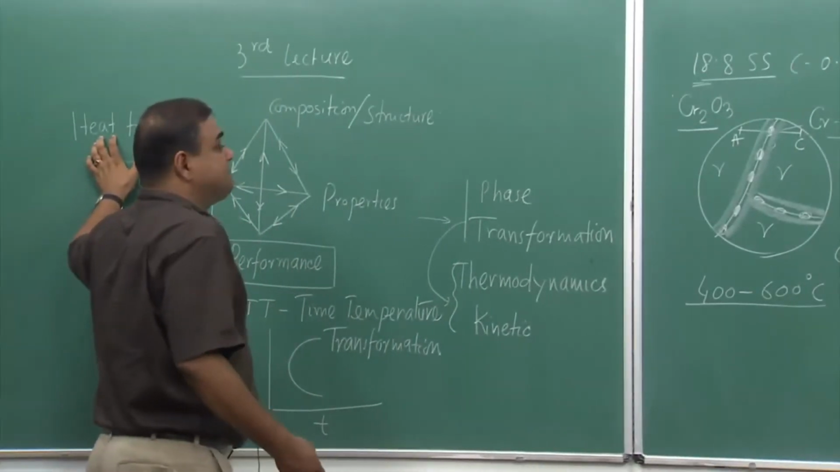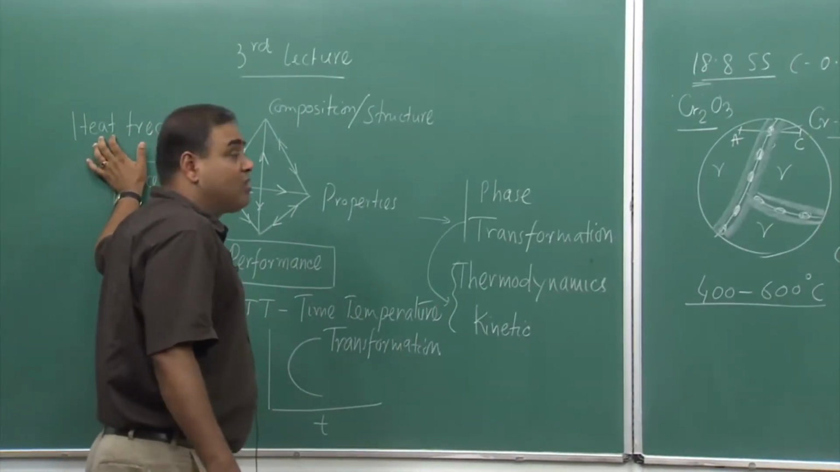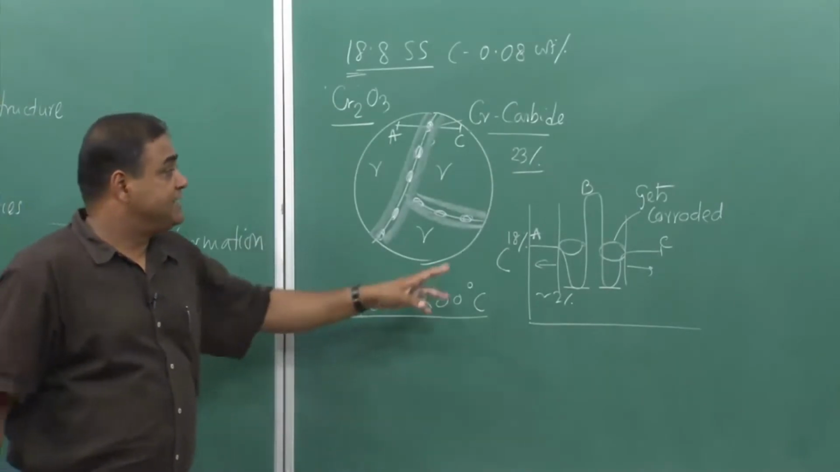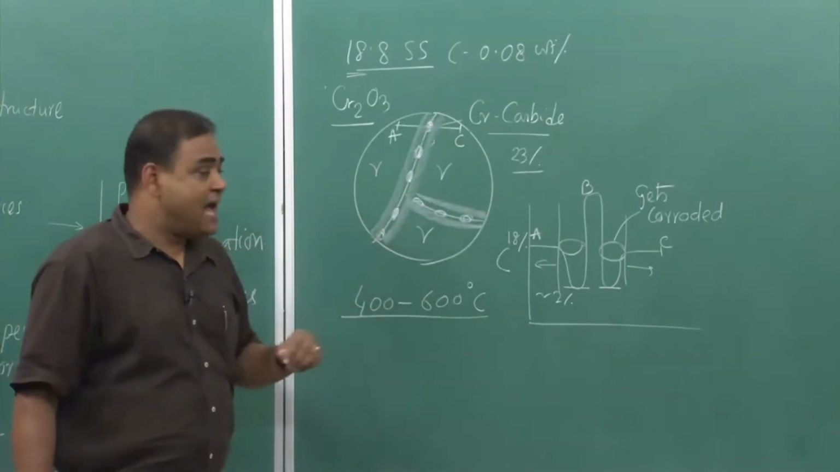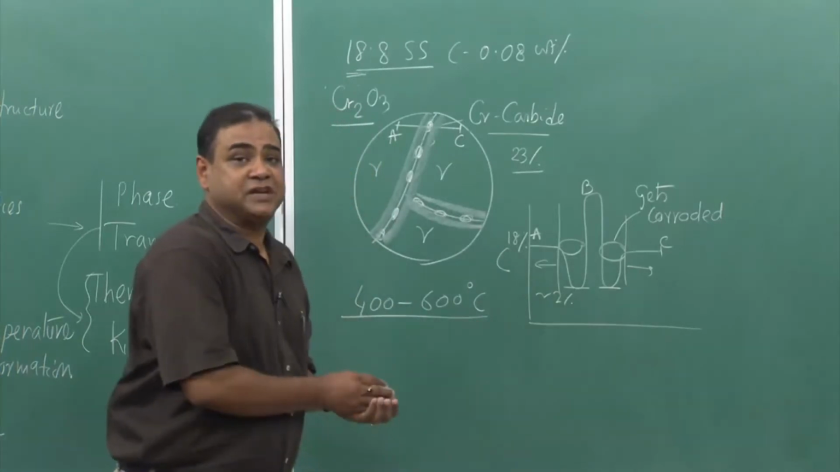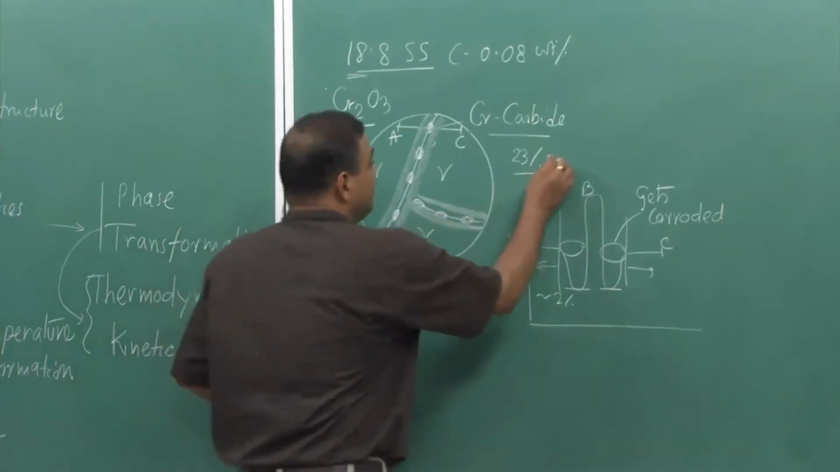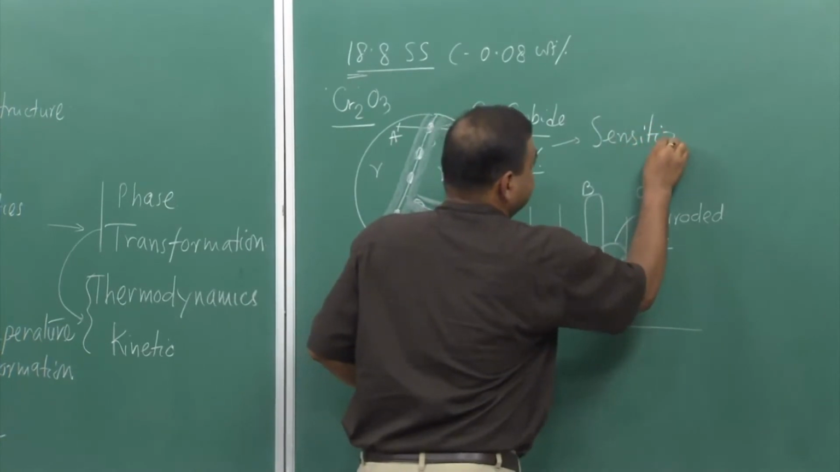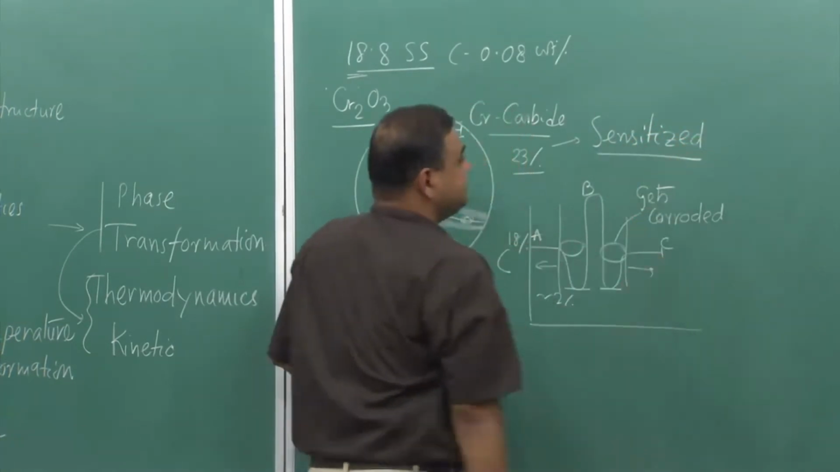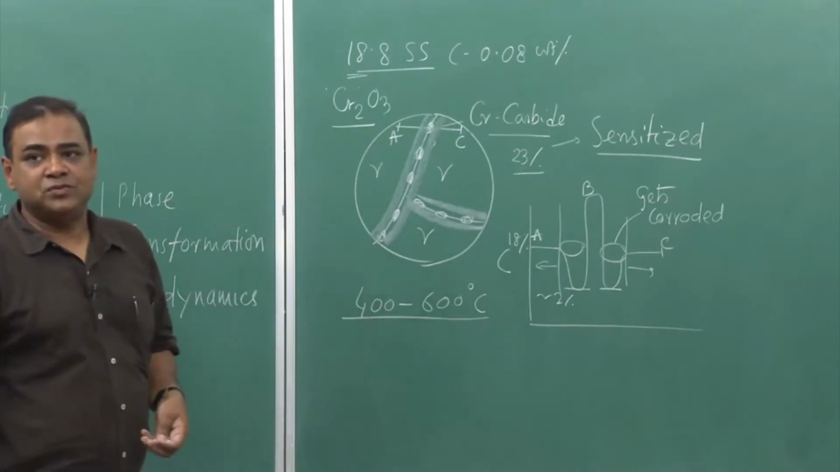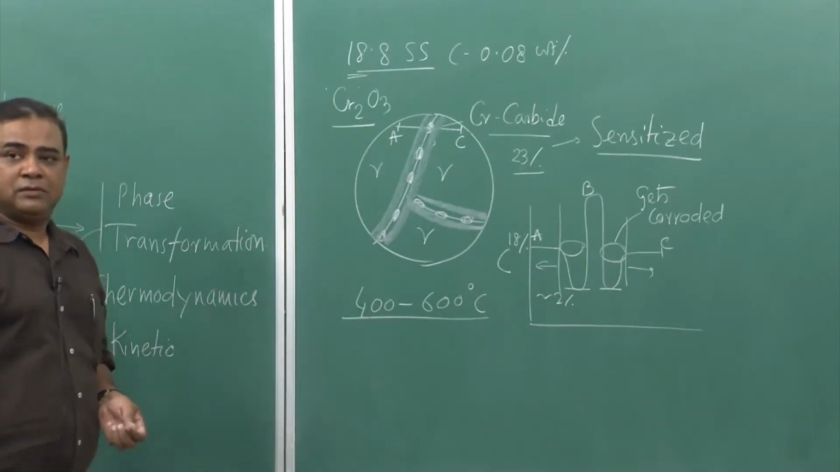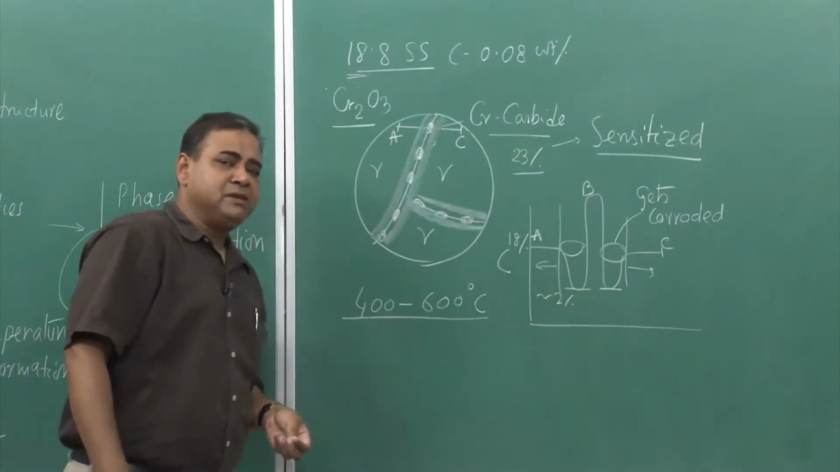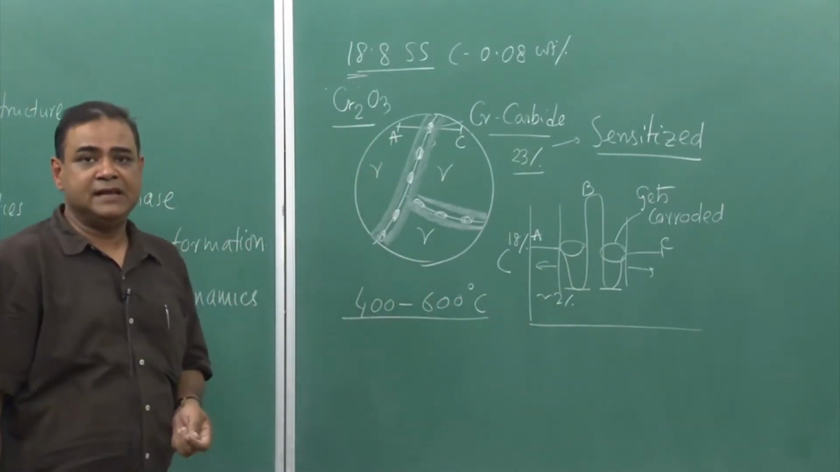We will talk about this particular heat treatment in more detail, but I am just saying that because of change in temperature and time, or heating it to this level and holding it for some time, we can get this kind of situation. And once we get this kind of situation, this particular steel we call sensitized, meaning it is subjected to intergranular corrosion, and this intergranular corrosion is extremely bad in the case of stainless steel.